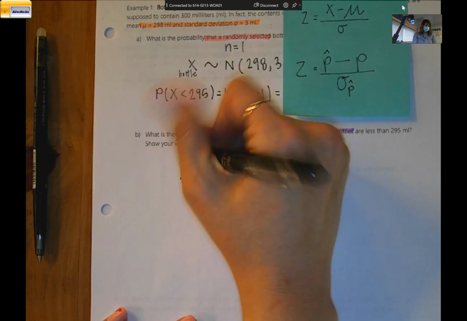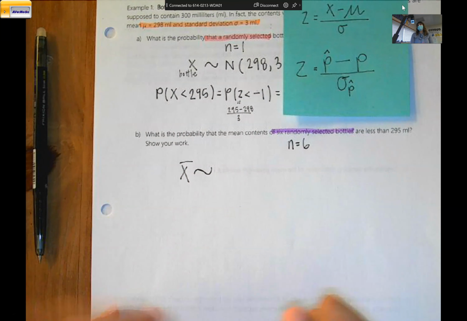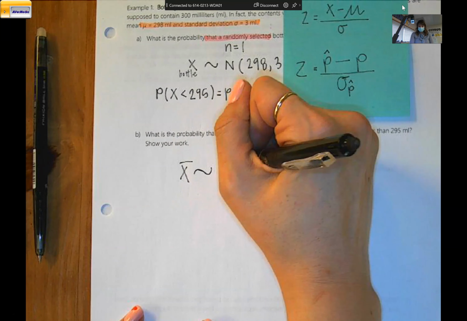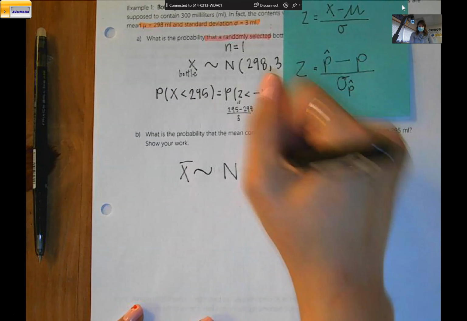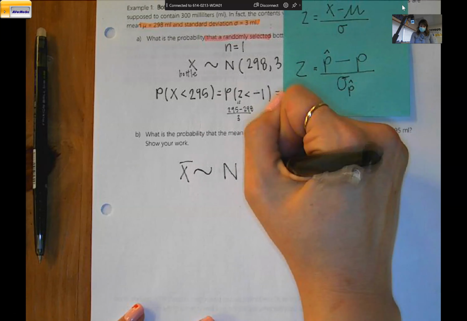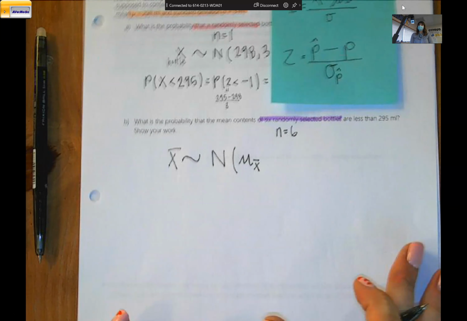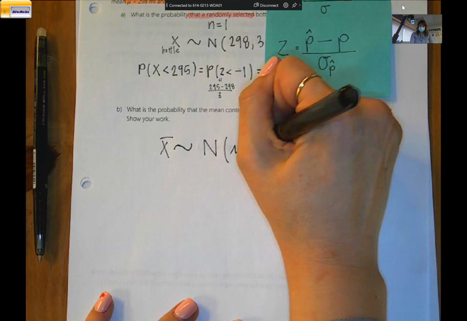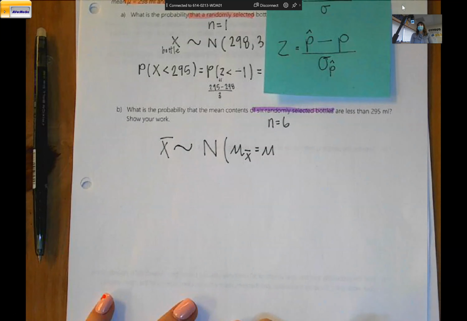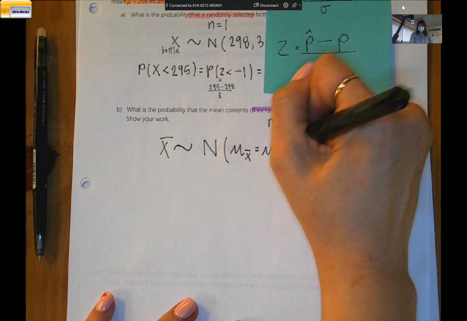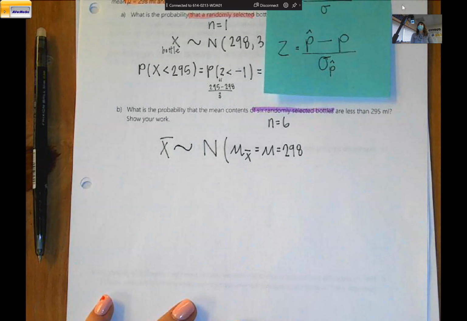This sample should come, or I should say does come, from a normal distribution with a mu sub x bar, so a sample average that is equal to the true average. And your true average is 298.